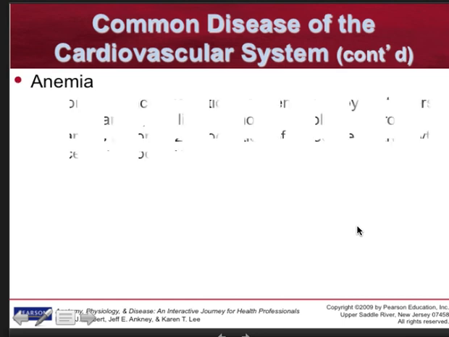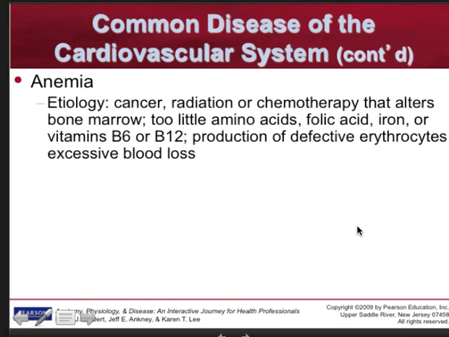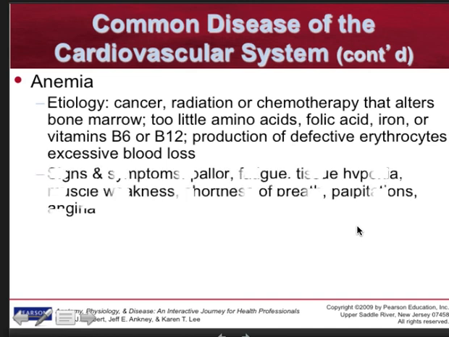Anemia can be caused by cancer, radiation, or chemotherapy that alters bone marrow activity, a lack of certain amino acids, a lack of folate, a lack of iron or B6 or B12 in the diet, production of defective red blood cells, or excessive blood loss. Signs and symptoms include pallor, fatigue, tissue hypoxia, that's lack of oxygen, muscle weakness, shortness of breath, palpitations, and angina.